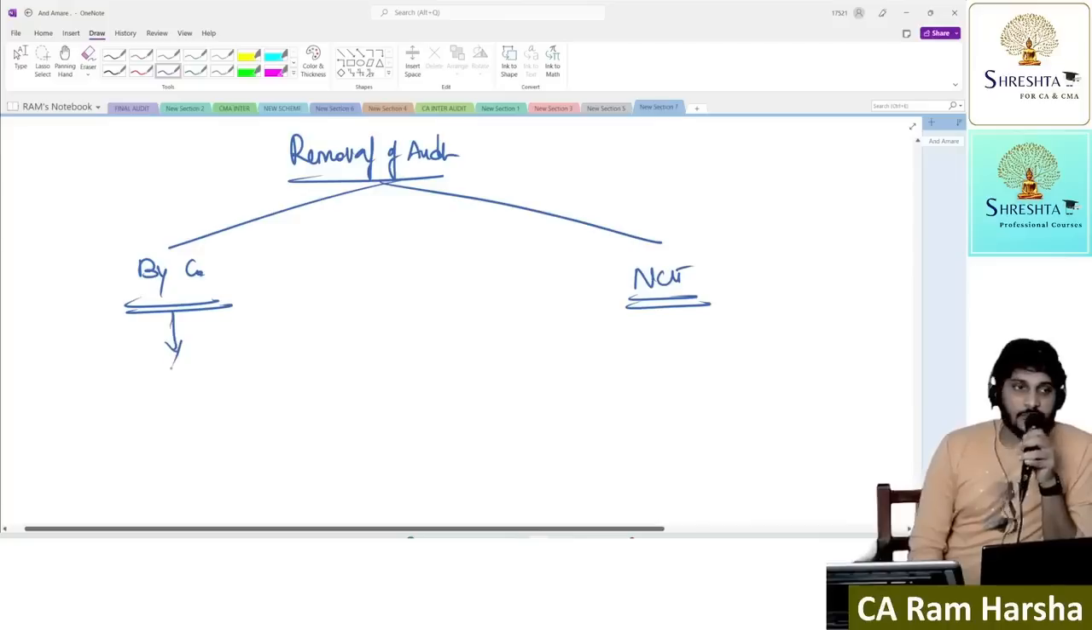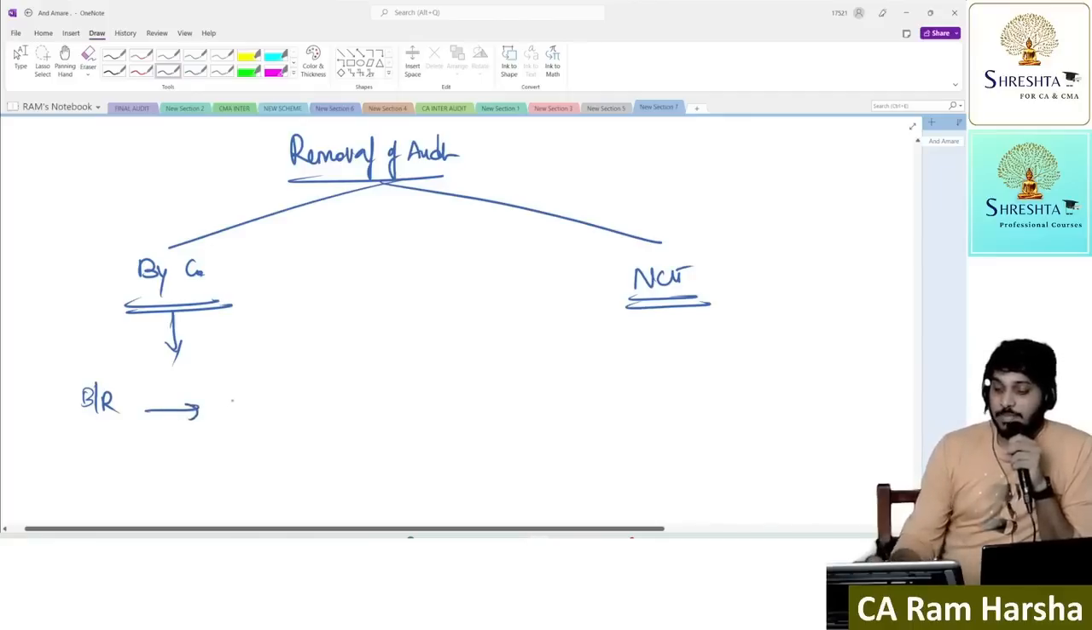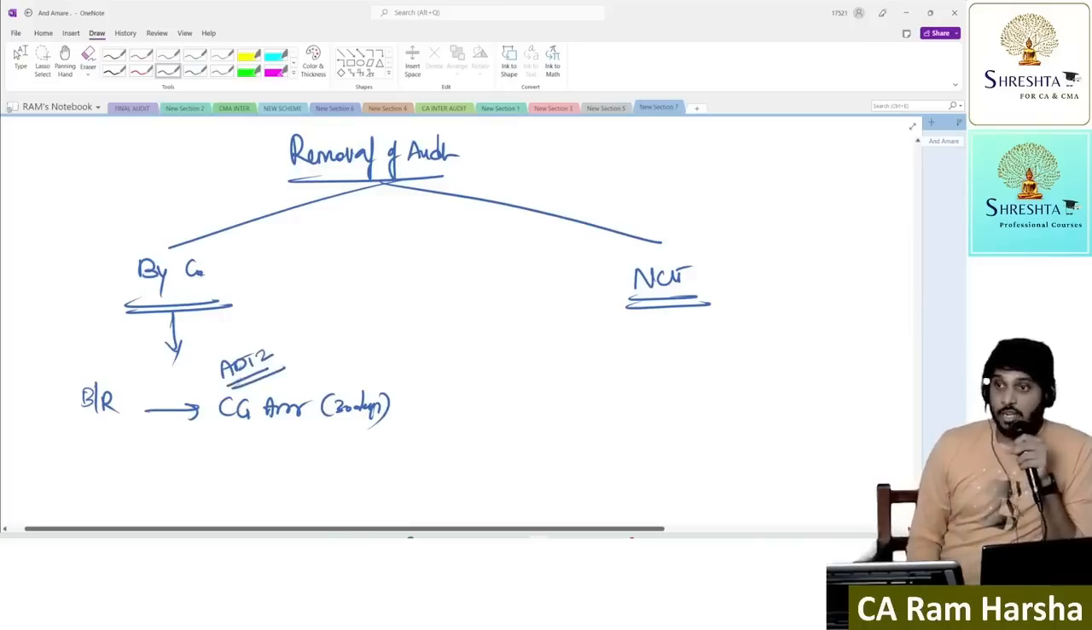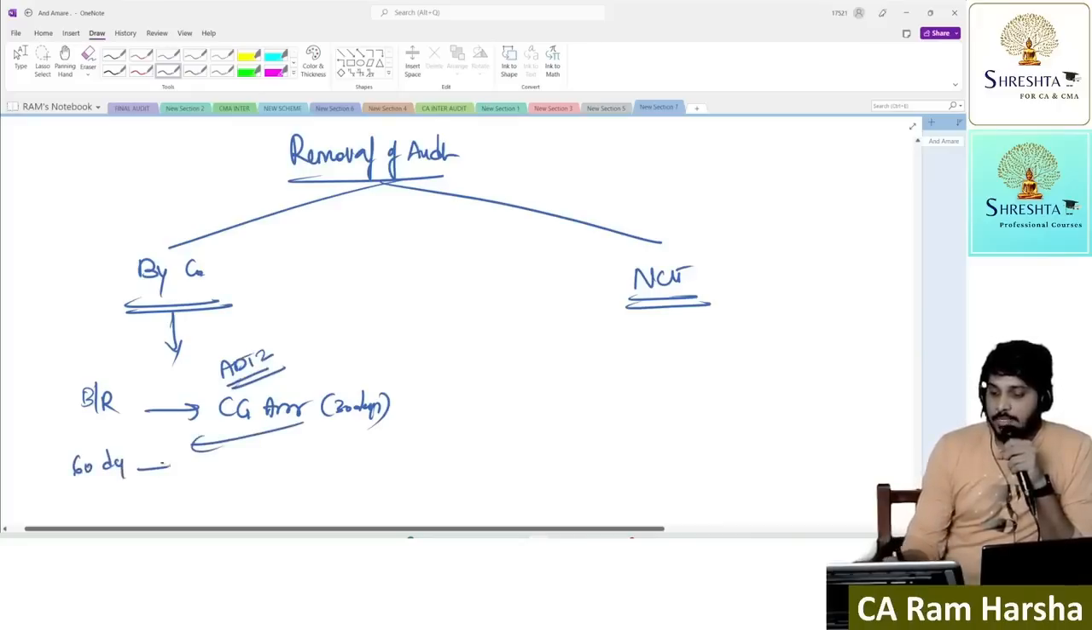If the company's board of directors wants to remove, first a board resolution is required. Then you must obtain central government approval within the next 30 days. Getting it? You file Form ADT-2 to the central government and get approval. After getting approval, within the next 60 days, conduct an extraordinary general meeting.